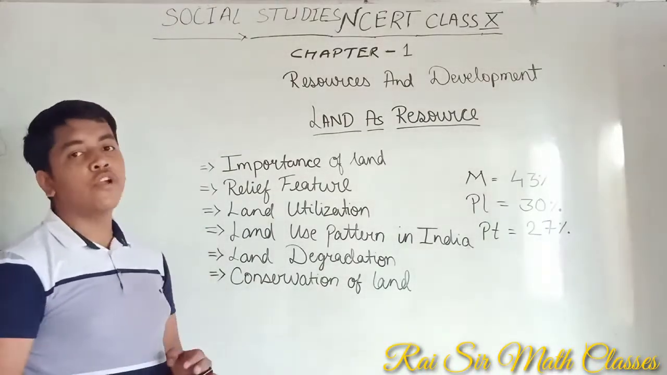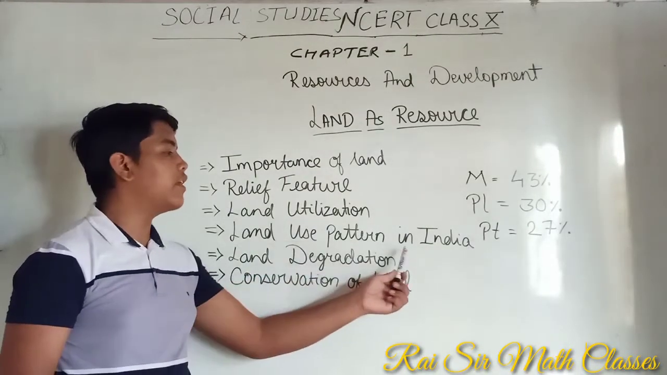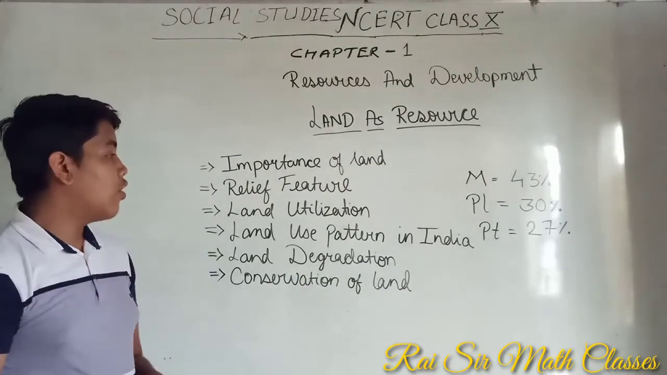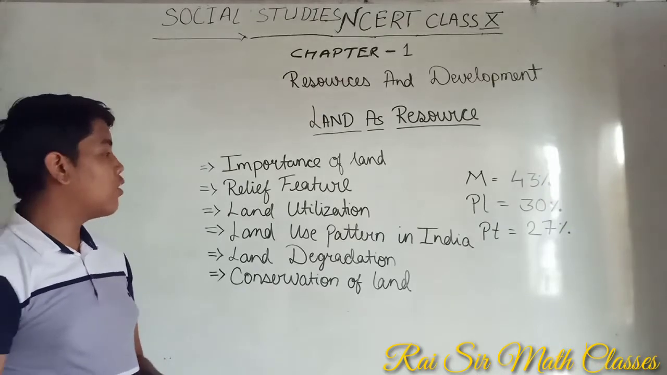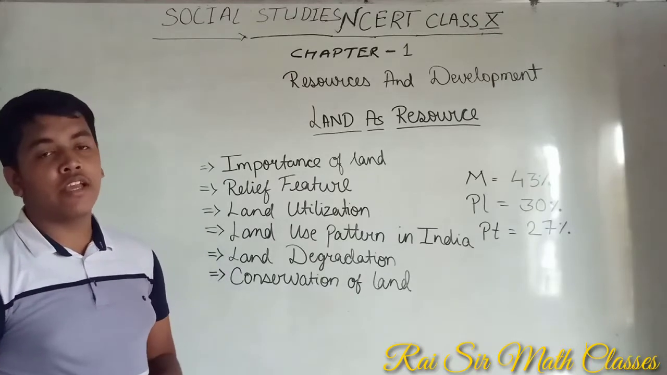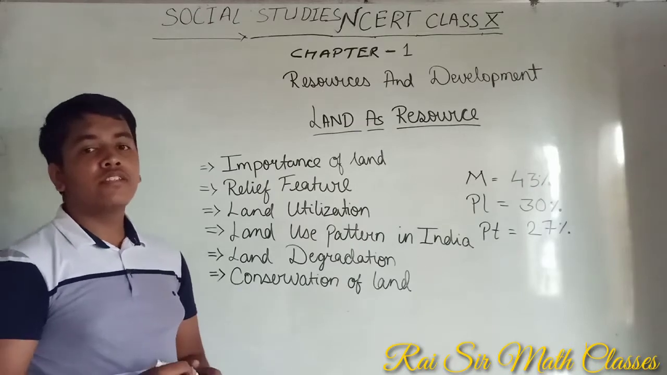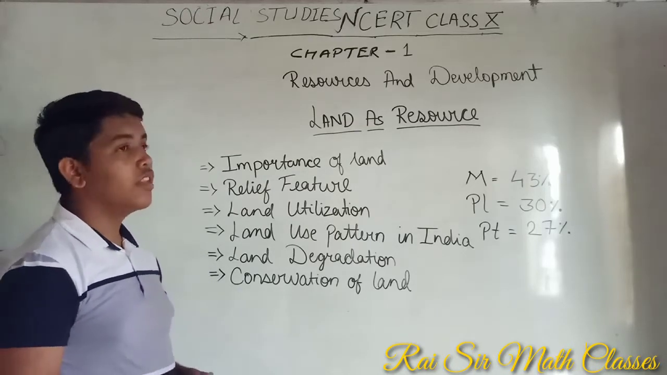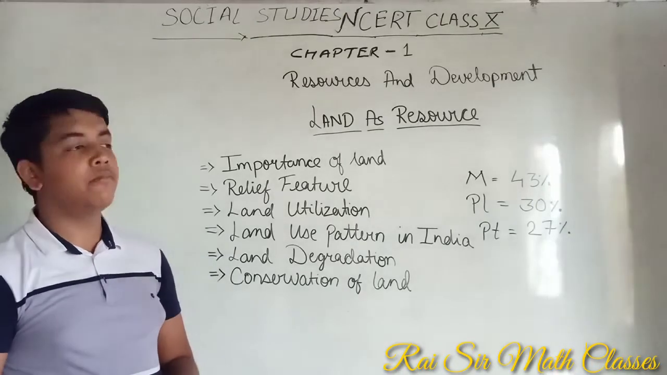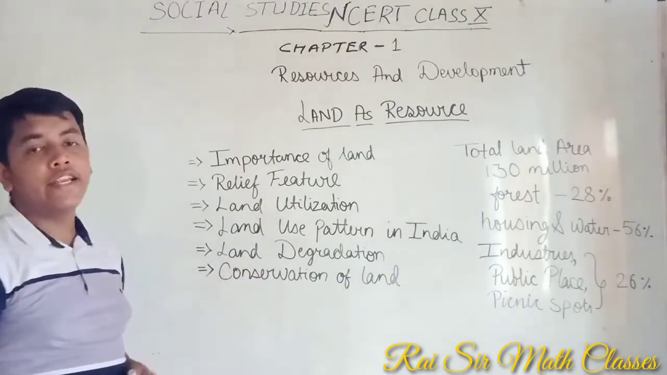Now we are going to discuss the fourth land use pattern in India. In India, there is not a perfect, or we can say a proper, way to use the land. In the political and physical map of India, we have seen that unusual, unshaped states are being formed. So the land use pattern in India is improper, or we can say unshaped. Now the fifth point is land degradation.